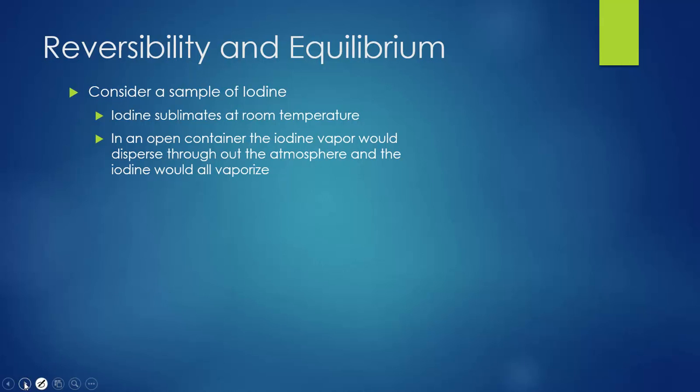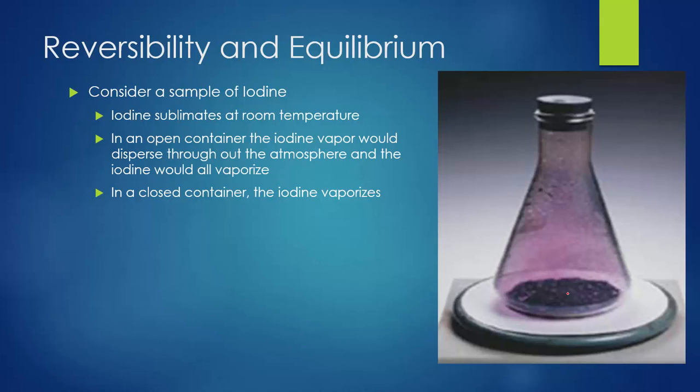But if we close that sample of iodine so it can't get away, the iodine vaporizes, but it's stuck, and that's going to increase the pressure in our container. So here's a sample of iodine stuck in this flask, and this is solid iodine down here, and this purple hazy stuff, that's iodine vapor. So this is sublimated, and it's produced iodine vapor. But that increases the pressure in the flask.